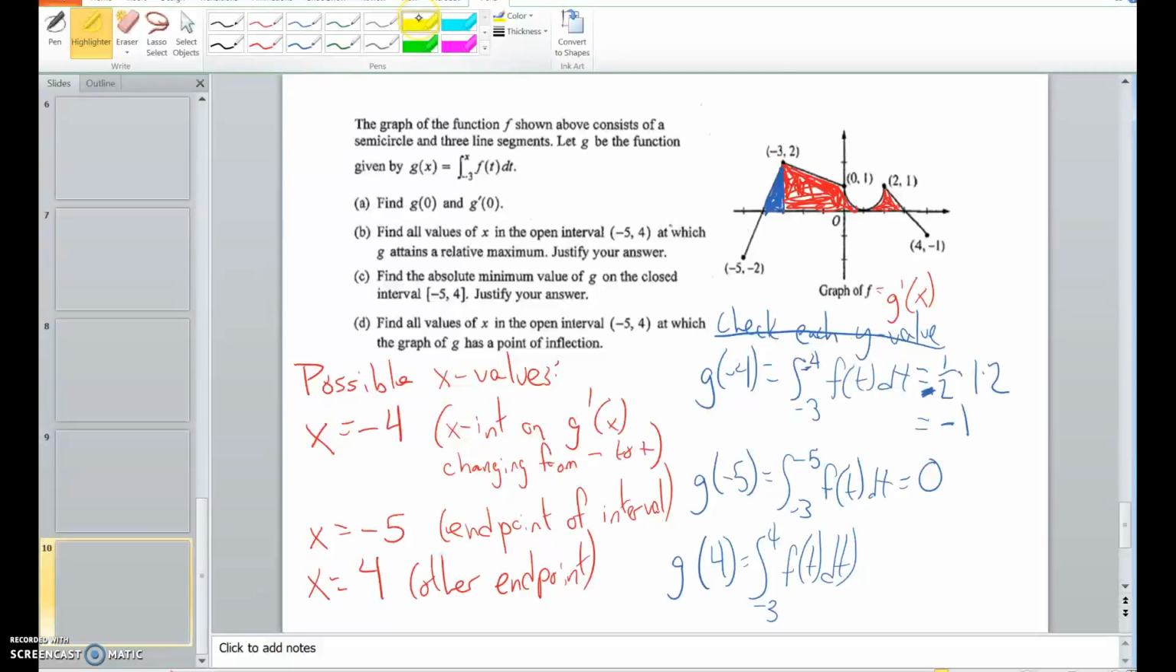So our candidate locations for the absolute minimum are at x equals -4, because that's a turning point on the derivative, an x-intercept on the derivative, which means a turning point on g that is changing from negative to positive. So that is a candidate place for an absolute minimum. And then the two endpoints of the interval, x equals -5 and x equals 4. So over here in blue, I went ahead and checked the value of g at each of those three places.